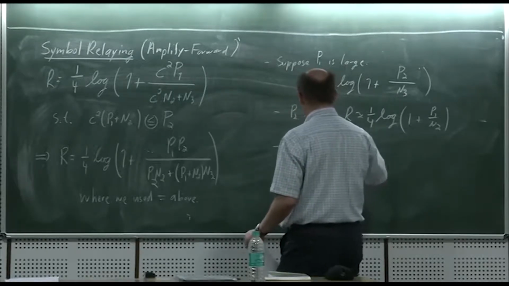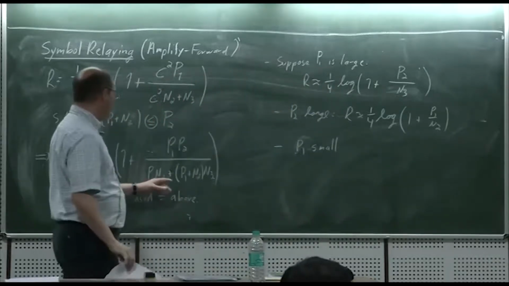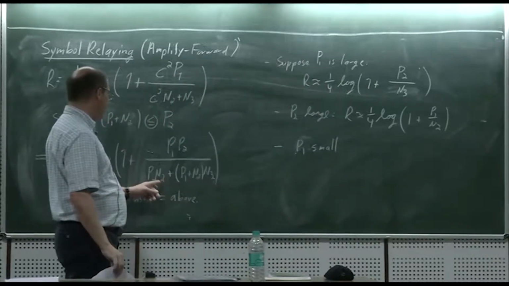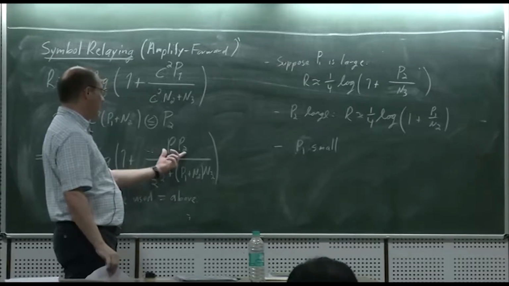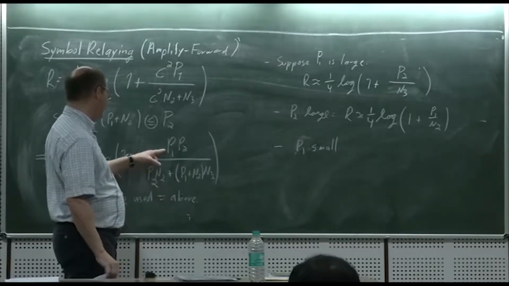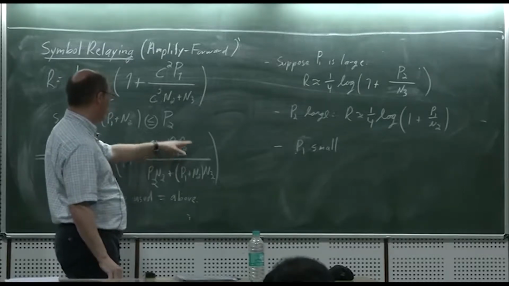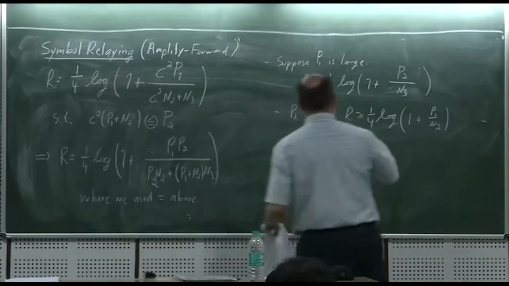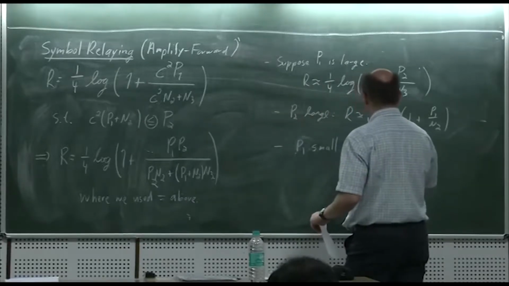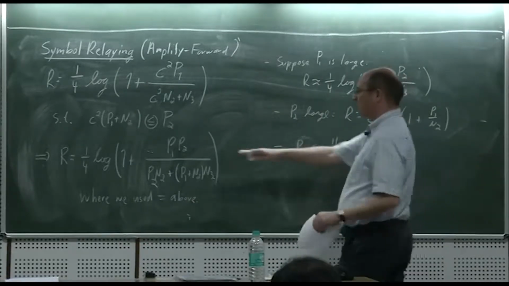Let's just make P1 small. If P1 is small, what we'll get is things will start disappearing, right? So this number here starts getting very small, so then the rate will be approximately 1/4. If we're taking the natural logarithm, we'll get rid of that.